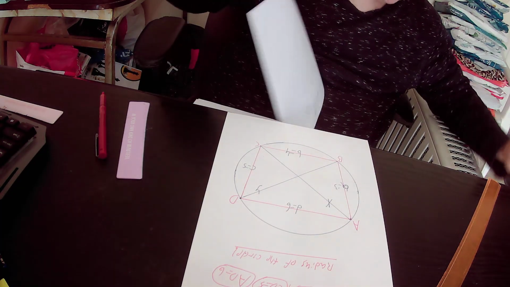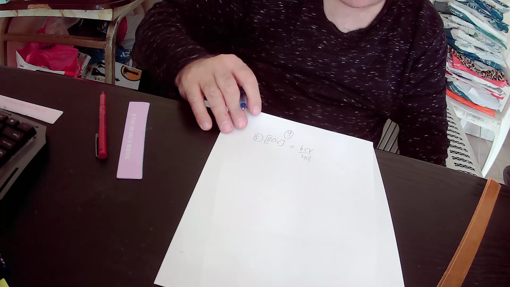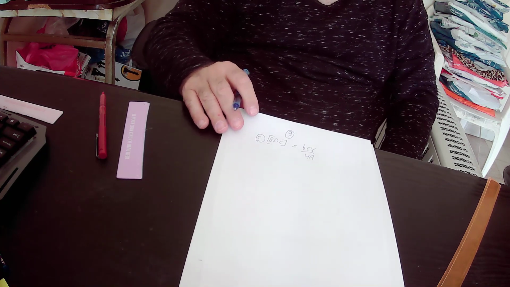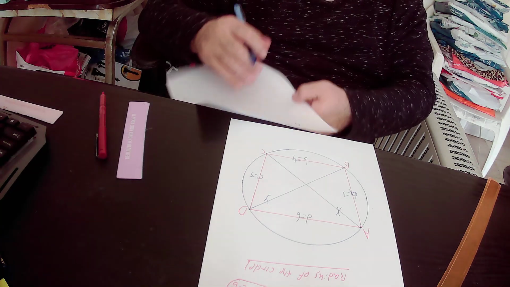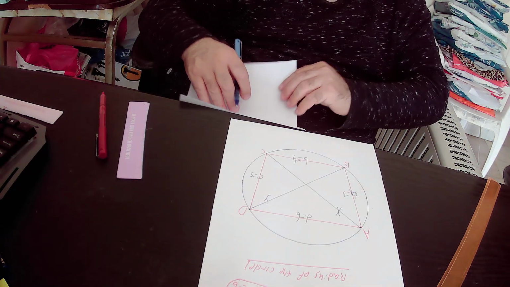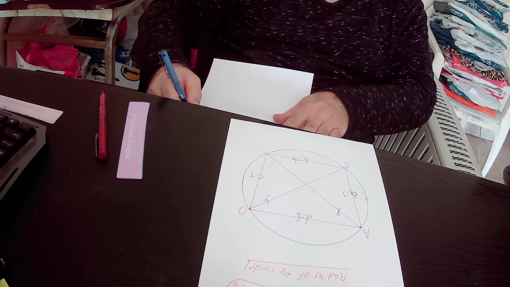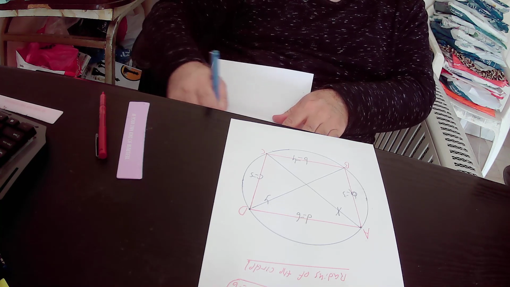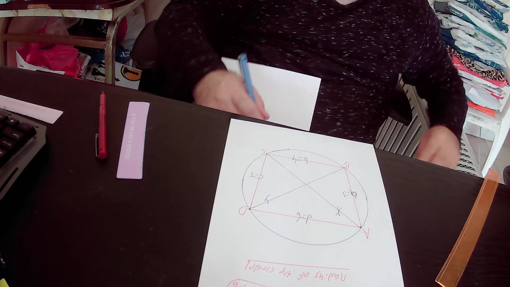So we found out that the area of triangle BDC equals BCX over 4R. Okay, so in the next step we will focus on triangle ABD. We will focus on this triangle ABD.